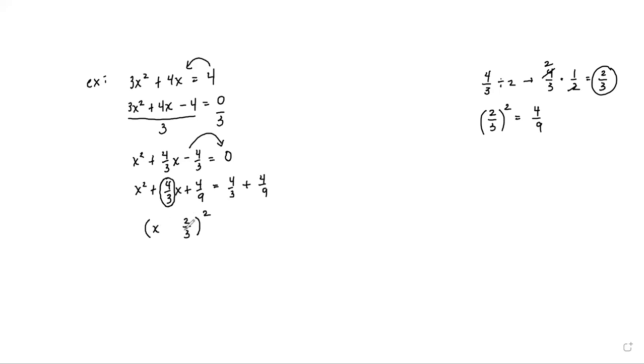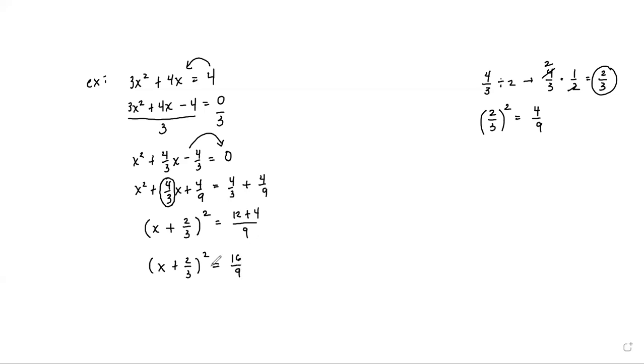And then the sign separating these two will be the sign of the middle term here, which is plus. So this thing is factored as x plus 2/3 quantity squared. And then for the right side, we combine this into a single fraction where the LCD is 9. So 9 divided by 3 is 3, multiplied by 4 is 12. And then 9 over 9 is 1, multiplied by 4 is 4. So this gives us x plus 2/3 quantity squared is equal to 16 over 9.